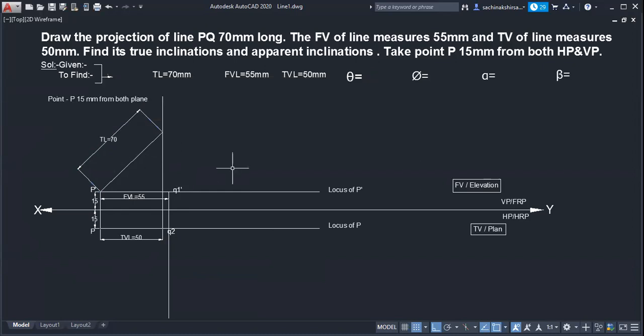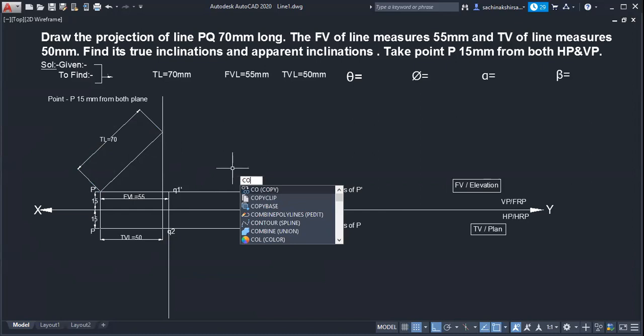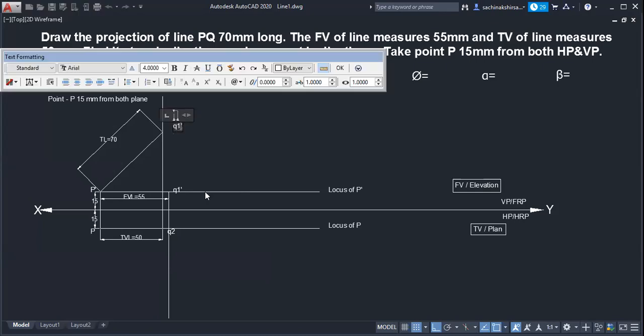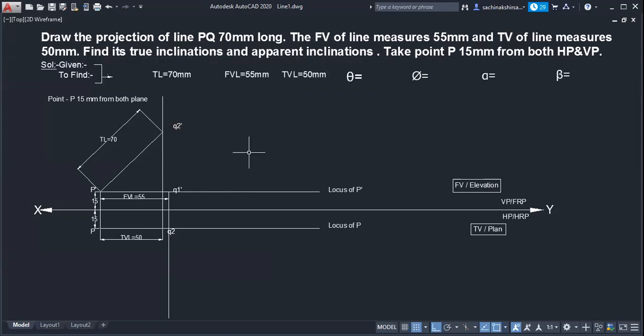And this point will be my Q1. Double it is happening. Some other name you can give. Let us say Q1 or Q2 dash. So here I got the point.